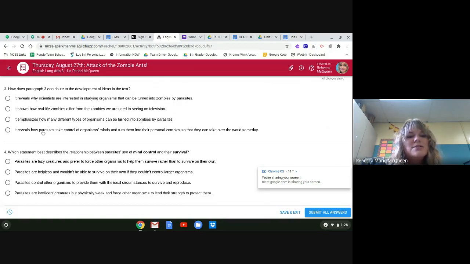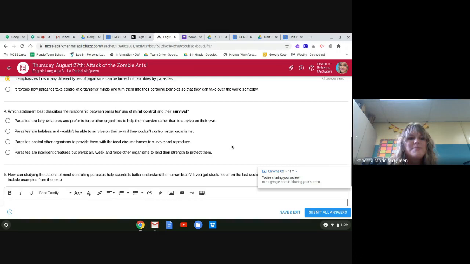It reveals how parasites can take control of organisms' minds and turn them into their personal zombies so that they can take over the world someday. So both of these seem kind of similar. They both seem kind of right, but look, so that they can take over the world someday. That was not in the article. We're not talking about cockroaches taking over the world. That would be disgusting. We're just talking about why all the different types of organisms can be turned into zombies. It's all about survival. It's not about world domination.